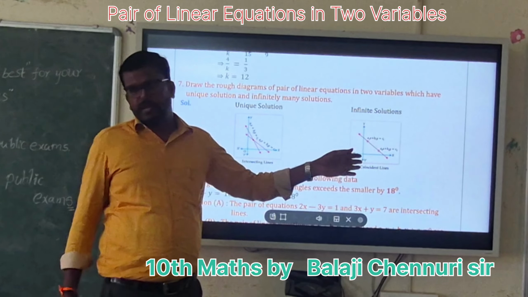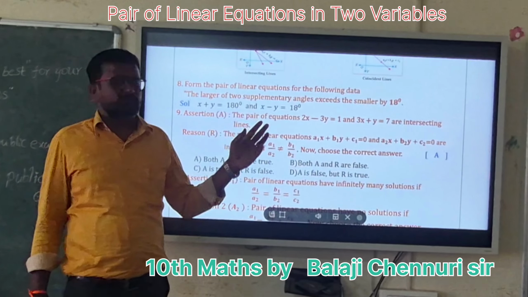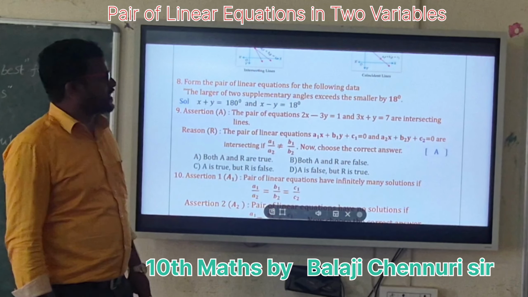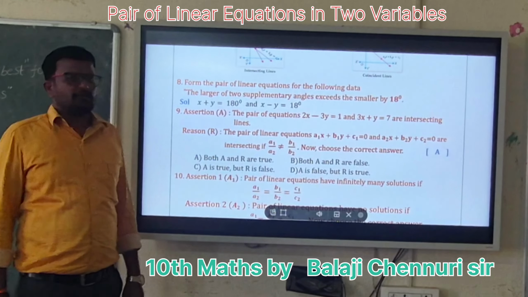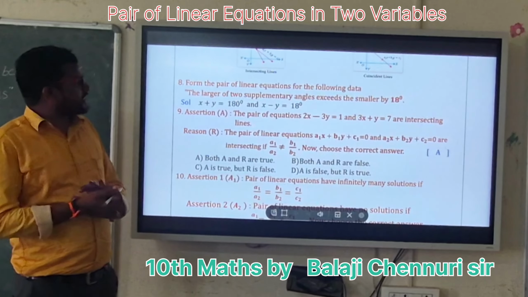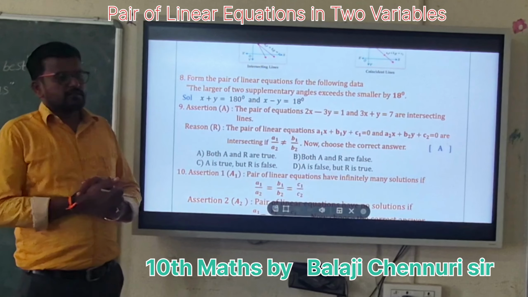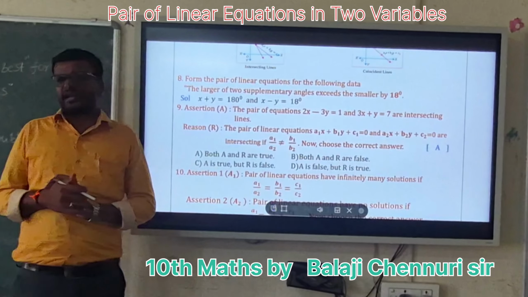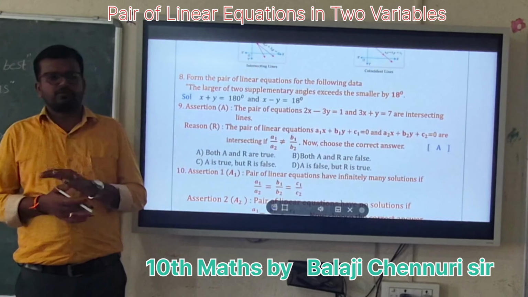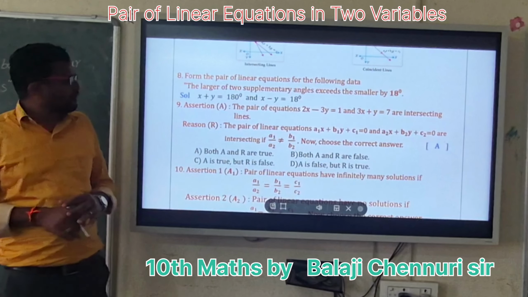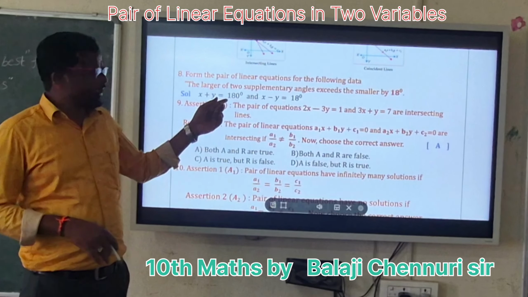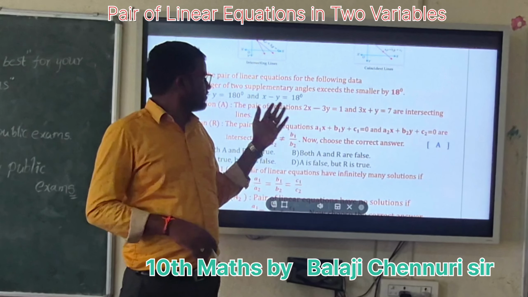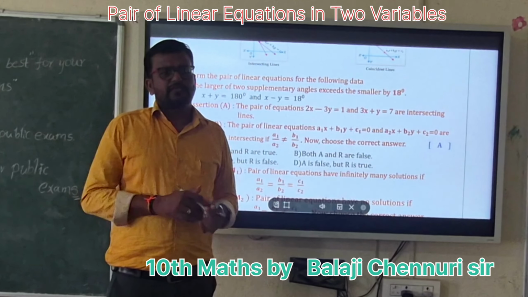Form the pair of linear equations for the following data. This type of question is also asked frequently in the examination. The larger of two supplementary angles exceeds the smaller by 18 degrees. Okay, then linear equations. What is a pair of linear equations? Supplementary, what is the supplementary angle sum? 180 degrees. So if you add the two angles, you get 180 degrees, then the two angles are called supplementary angles. Okay, 180 degrees. Then what is the difference? 18 degrees. x minus y is 18 degrees.